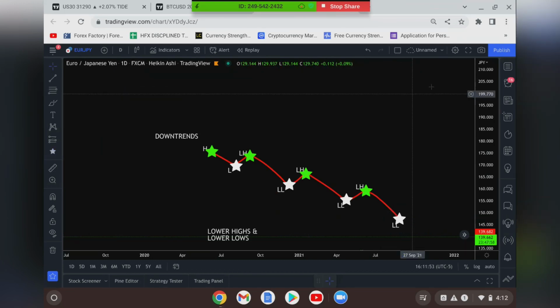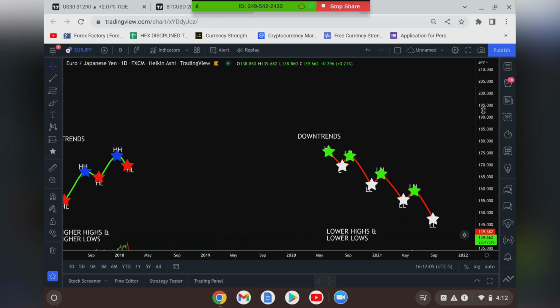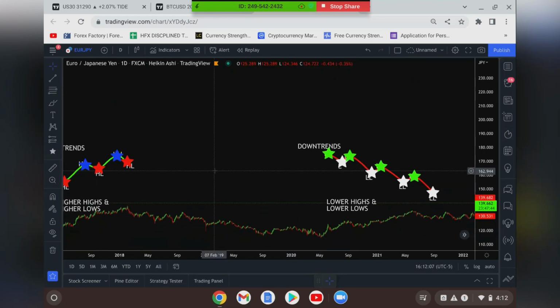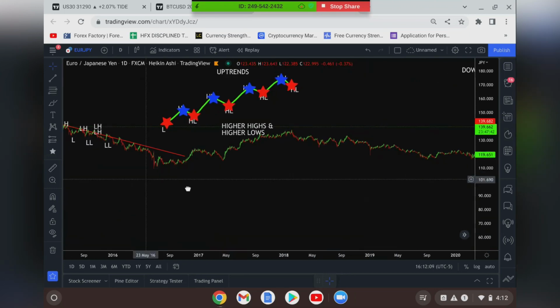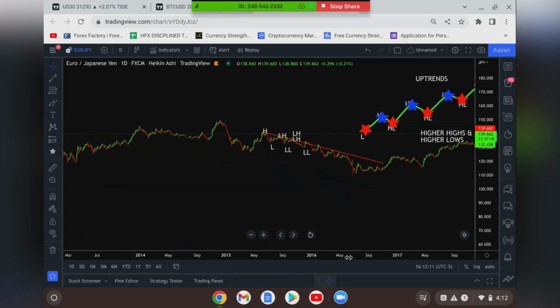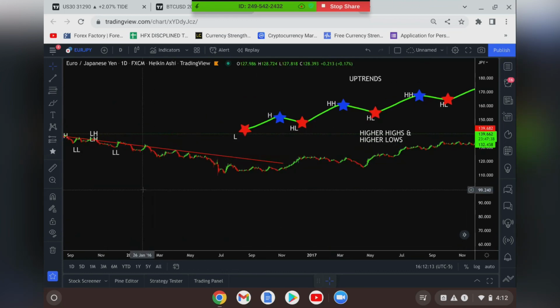Right? I hope you guys can see that. You can definitely see that. So yeah, you guys, these lower highs and lower lows are what define a downtrend. Okay, so if we take a look at a live example again, let's go and look at a past example over here. This is what a downtrend looks like in the market.